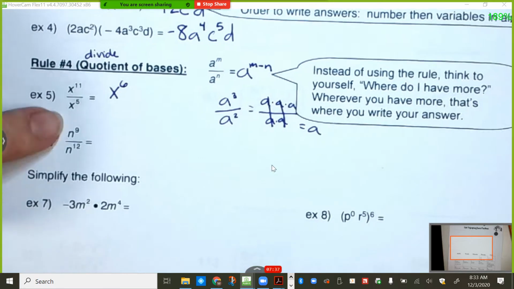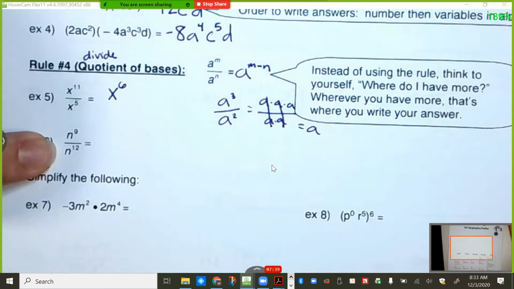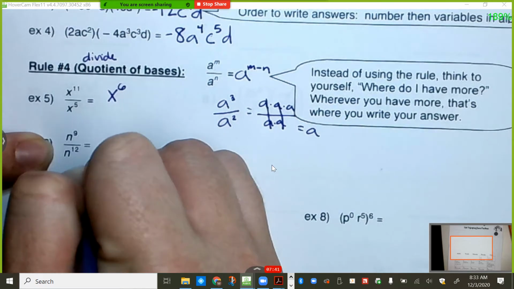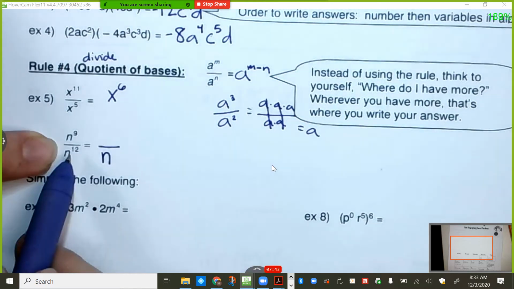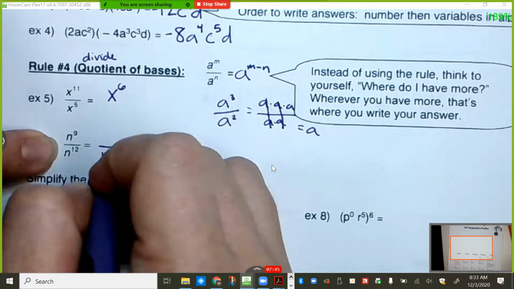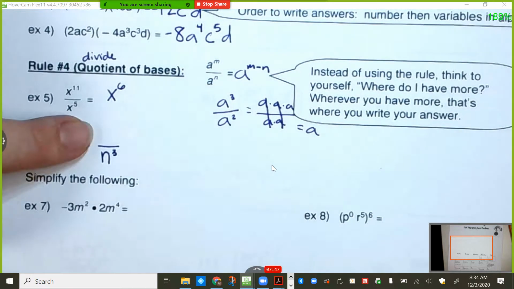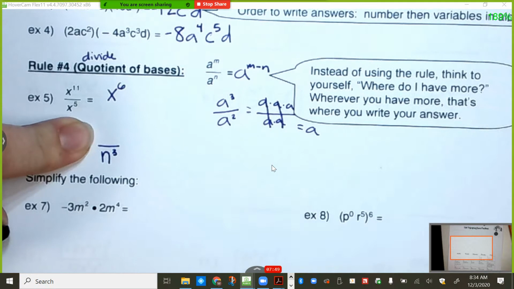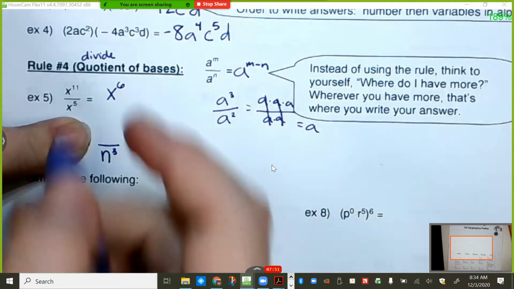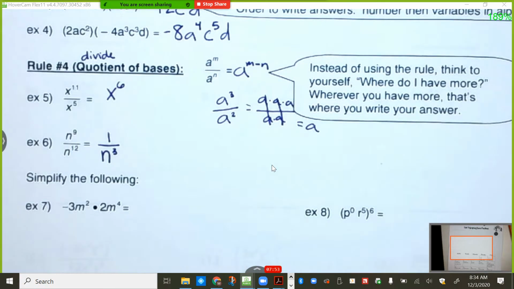Okay, so knowing that, let's look at this one. Are there more on top or on bottom? Bottom, so guess where the x's going to stay? On the bottom. What's 12 minus 9? Now remember, the numerator cannot be empty. So what do you think we put? A 1. There's your answer.